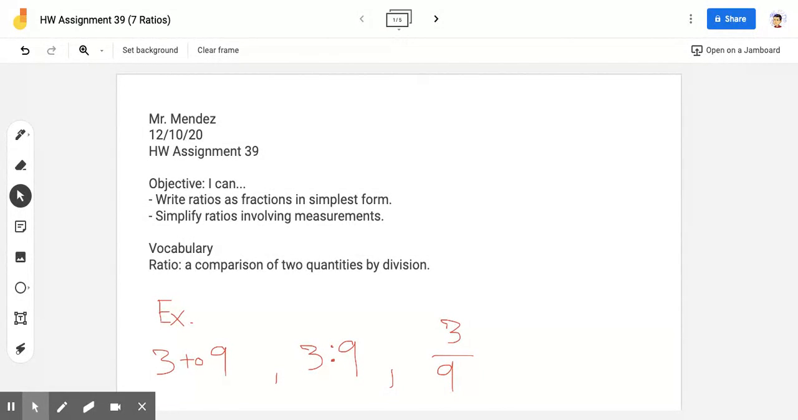First off, we'll start off with basic vocabulary. A ratio is just a comparison of two quantities by division. There are three ways that we could see ratios written. We could see it written in words, like 3 to 9. We could see it using a colon, 3:9, which still means the same thing. Or we could see it as a fraction, which is probably how we'll see it the most. So 3 to 9 or 3/9.